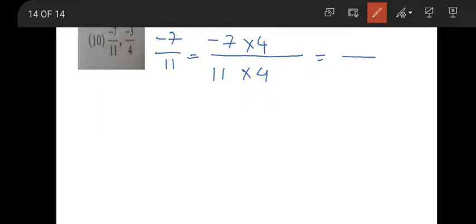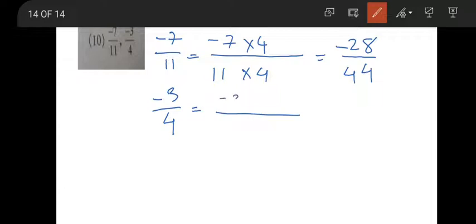See what will be the answer? 7 4s are 28. And this minus will be as it is, upon 11 into 4 becomes 44. This is the answer for the first fraction. Now, let us solve the second fraction, minus 3 upon 4. The second fraction will be multiplied with the denominator of the first fraction, that is 11. Okay, so minus 3 upon 4 is the second fraction, multiplied by 11 upon 11.